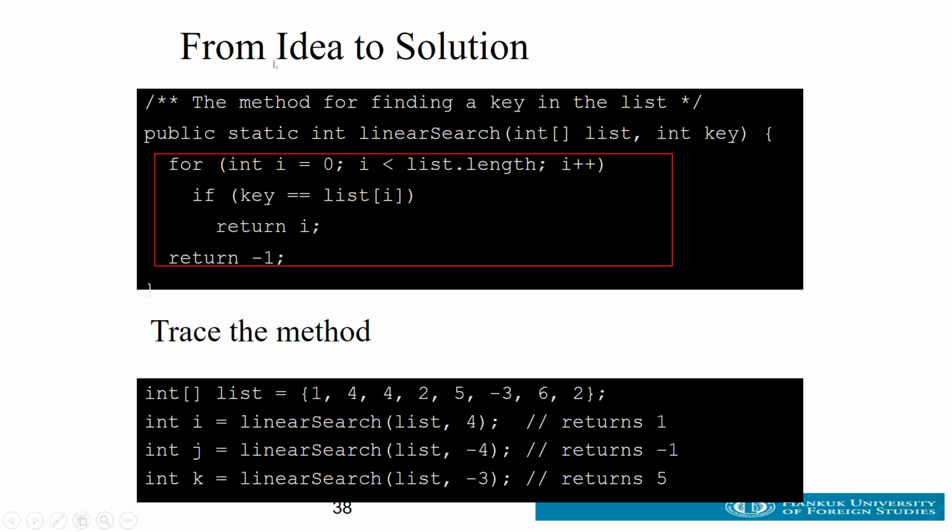If you want to use this method, this is the method of linear search, and you have one parameter, which is the data in array form, and then we have one key, so we can use this one. And then you can just use any data with the shorthand notation like this one: 1 4 4 2 5 -3 6 and 2.